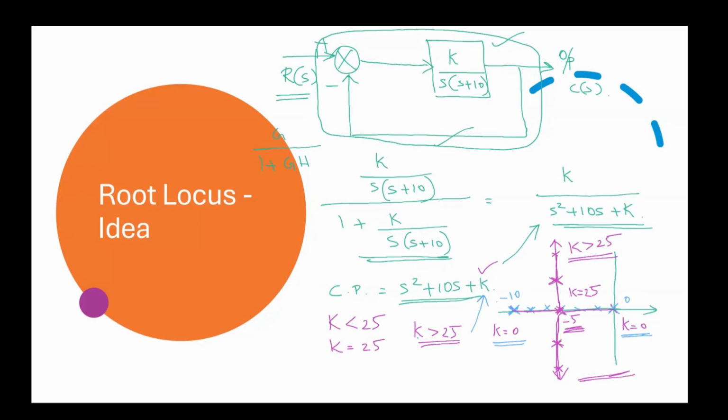So we will change the value of the gain and we will try to plot how the poles move. So the locus or the path of the roots we are trying to plot, and that is the root locus. So with this basic idea, we will proceed to the properties of the root locus and the rules of the root locus, how to plot it. We will see that in the next videos. Thank you.